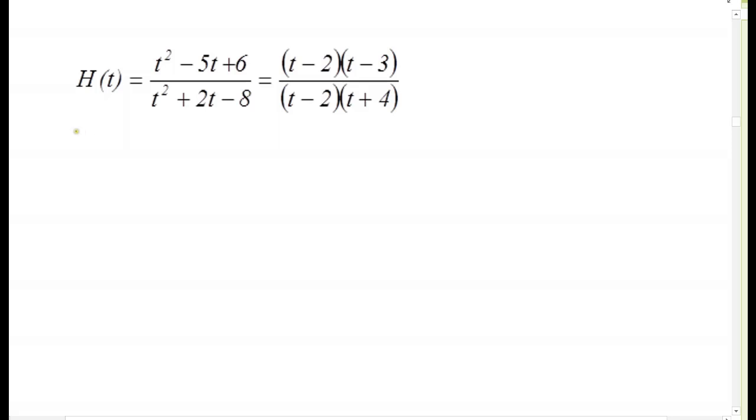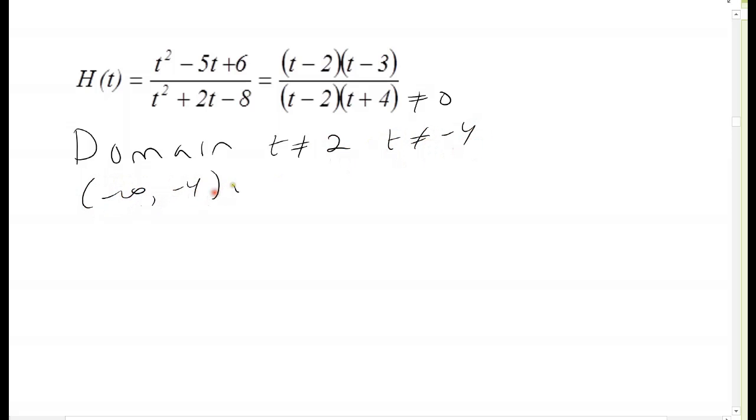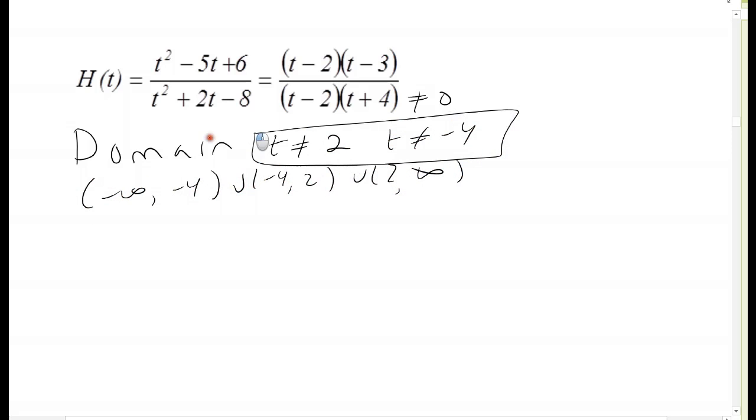Now, before I do any reducing, remember we do the domain first. This cannot equal 0, so t cannot equal 2, and t cannot equal -4. So the domain is negative infinity to -4, -4 to 2, 2 to infinity. There's a break at 2, and there's a break at -4. But they are different types of breaks. So if you'll see this here, this is what we mean by a common factor: my t minus 2, my t minus 2, that's a common factor.